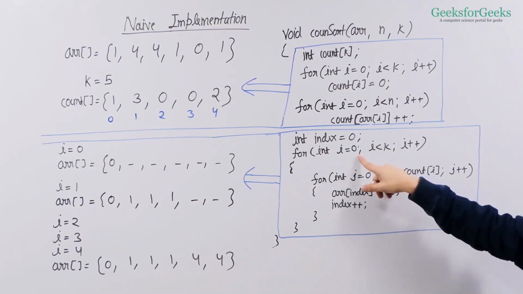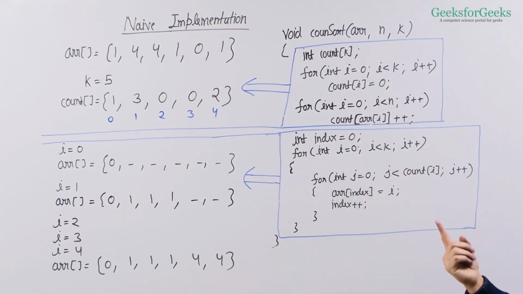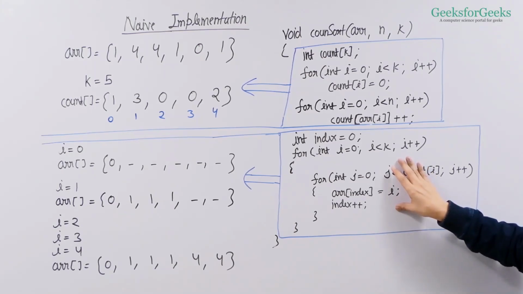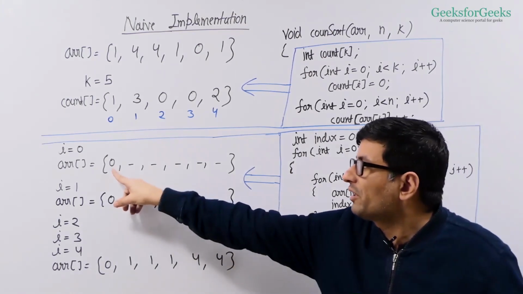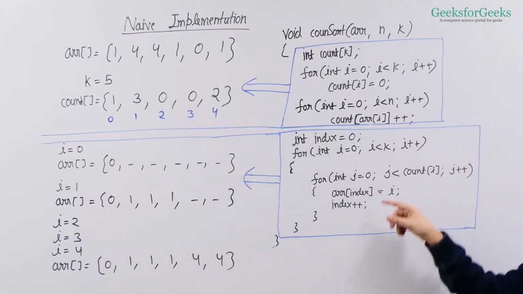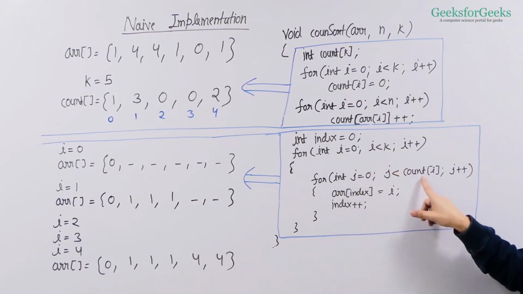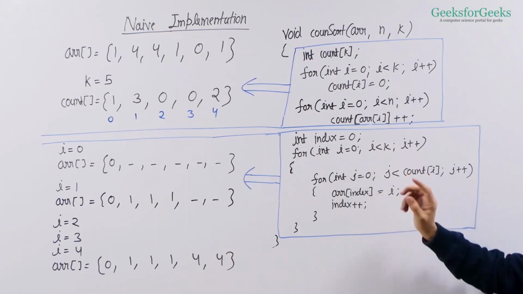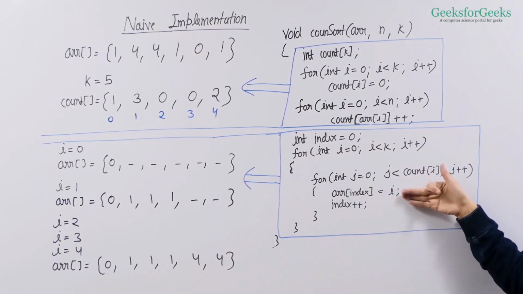So for i equal to 0, we have count of 0 as 1. So the inner loop is going to run once and it's going to put a 0 here, right? And then this inner loop will stop because count of 0 is 1. Then the outer loop will run for 1. And for 1 this loop is going to run 3 times, right?